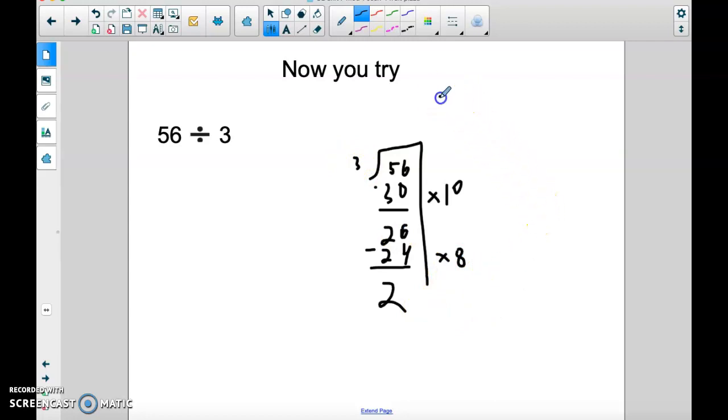So my answer would be 18, and there's 2 left, right? So 2 becomes my numerator, and how much do I need? I need 3. So this would be 18 and 2/3. And that is it, okay? That's how you do that. That's how you go about that.